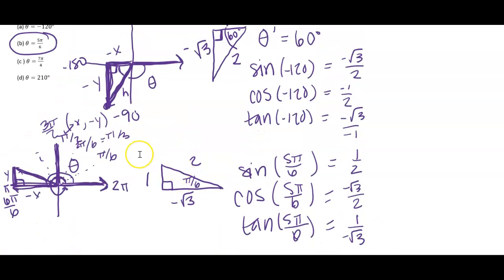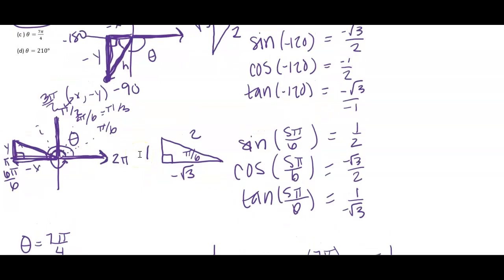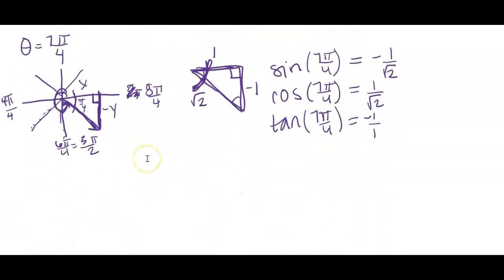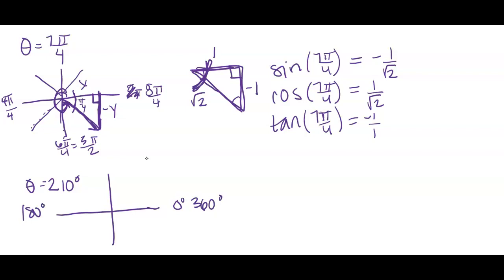All right, last example wants us to do 210 degrees. All right, so if this is 0 degrees or 360 degrees, and this is 180 degrees, then 210 degrees would be 30 degrees past 180.